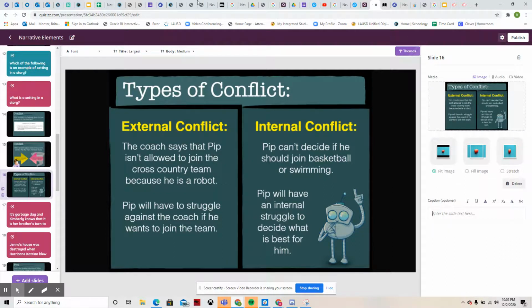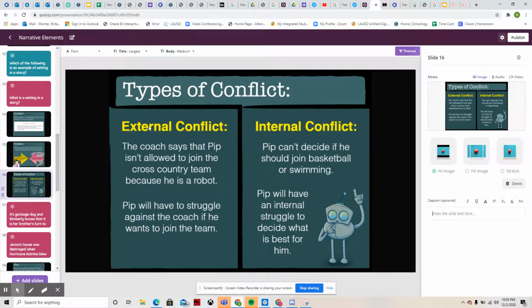So when we're thinking about conflict, we're seeing that external conflict. External means outside, that means that there are certain conflicts that the narrator has to deal with that are outside of themselves, right? So for example, the coach says that Pip isn't allowed to join the cross-country team because he's a robot, right? So the problem that he has is that the coach is not letting him join the team because he's a robot. So Pip will have to struggle against the coach if he wants to join the team.